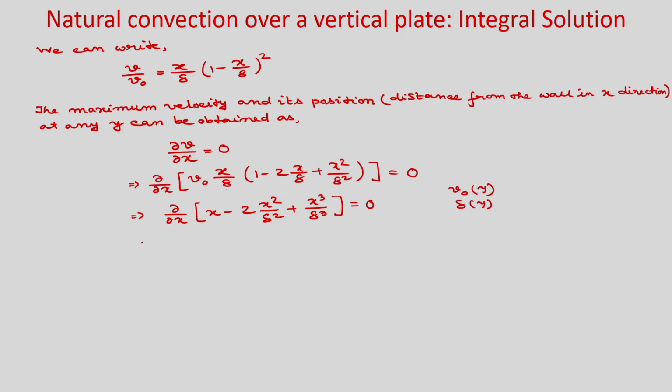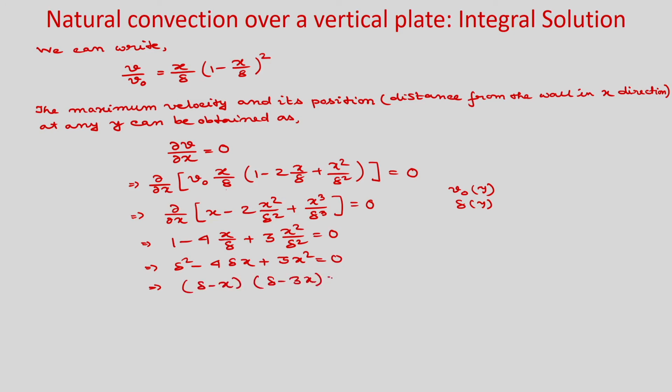And from here, if you see, you will get 1 minus 4x by delta plus 3x square by delta square is equal to 0. If you rearrange it, you will get delta square minus 4 delta x plus 3x square is equal to 0, and you will get (delta minus x)(delta minus 3x) is equal to 0. You can see at x equal to delta, you have velocity 0. So, there will not be maximum velocity.